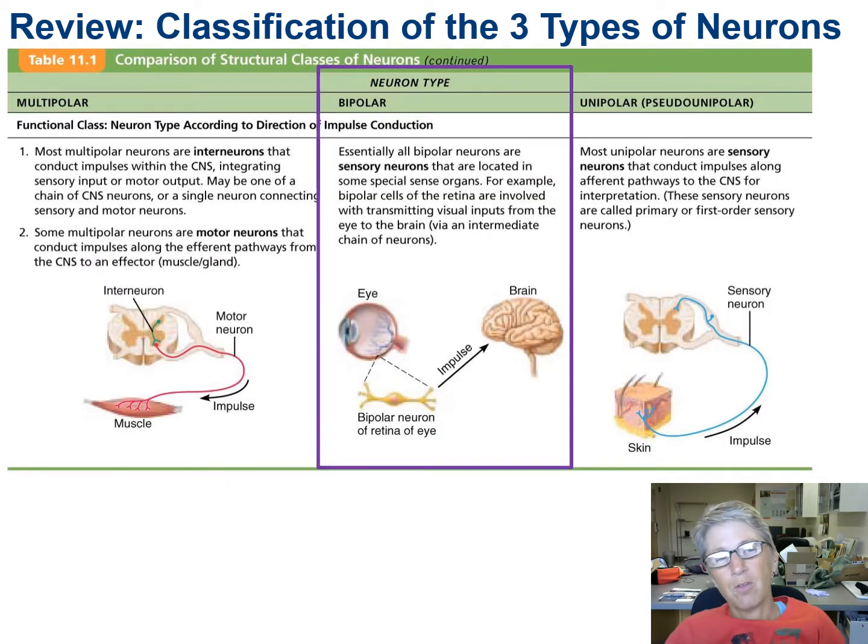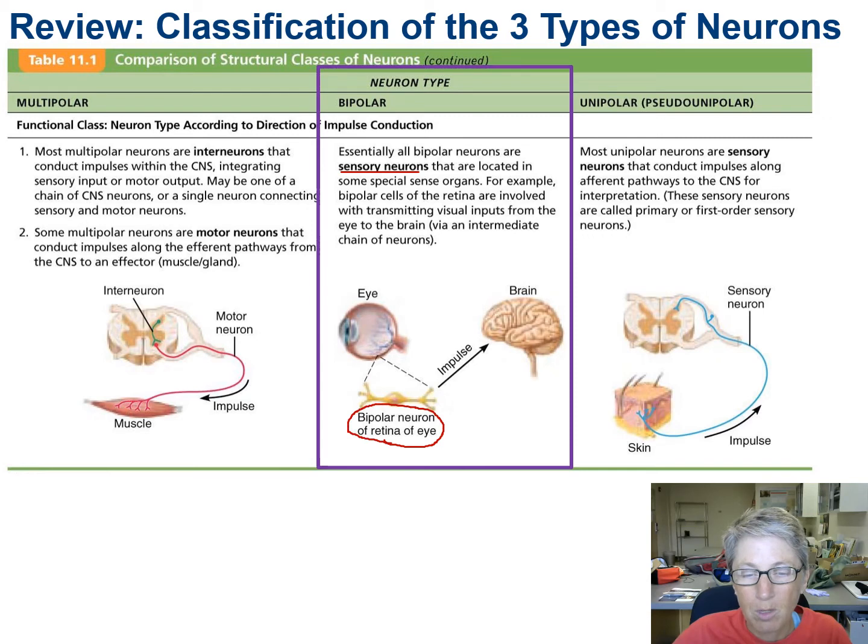So again, this is just from the table. It says that essentially all bipolar neurons are sensory neurons. That's true. And then it gives an example of the bipolar neuron in the retina of the eye, which we covered when we did the eye videos.